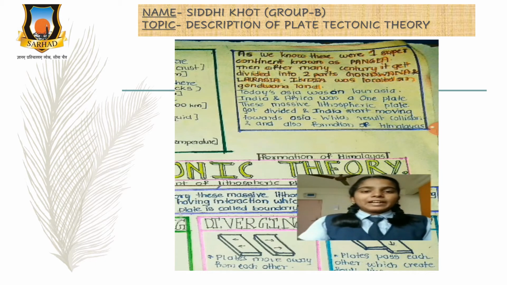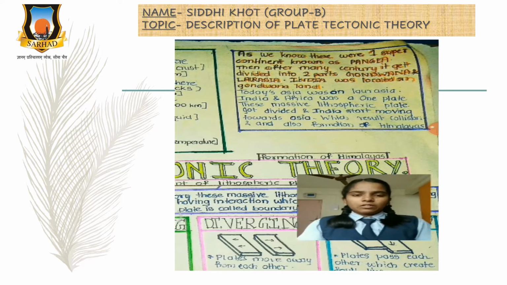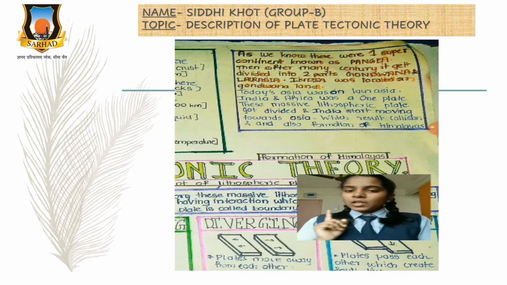India and Africa were on one plate. This massive lithospheric plate, India and Africa as one plate, got divided, and India started moving toward Asia, and this resulted in a collision. During this collision with Asia, the converging boundary formed, and the Himalayas.